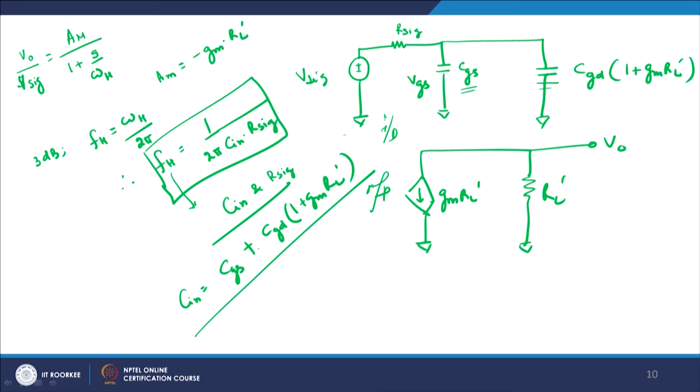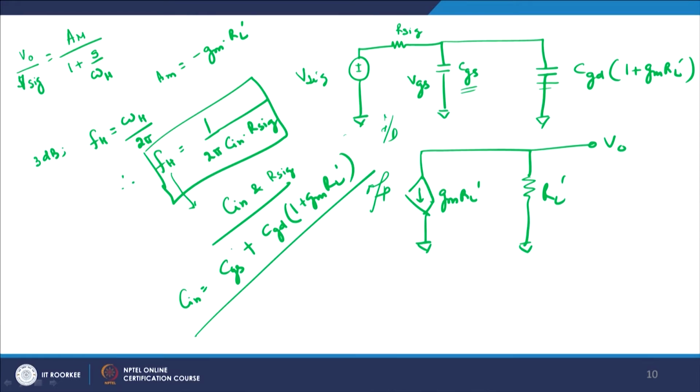Right? And you can see quite an interesting phenomenon which has come out from here: depending on the value of CGS, the cutoff frequency, or the 3 dB frequency, will go on changing. Similarly, if you make your gm higher because you want the current to be high, because you want the gain to be high, you end up having a smaller value of fH, right?